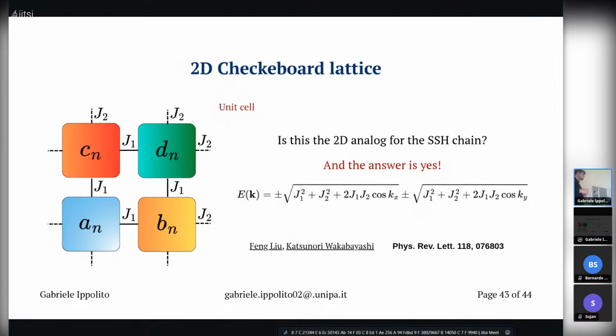Exactly. If you consider this lattice, but it is open, you observe exactly corner states.